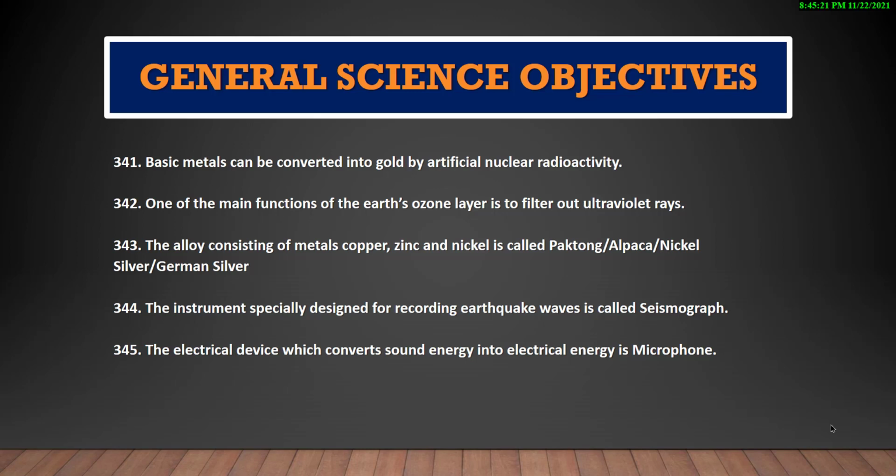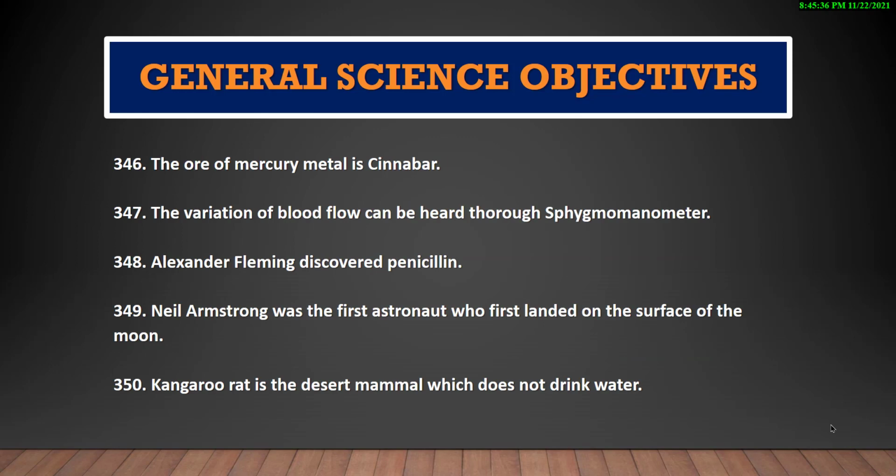The instrument specially designed for recording earthquake waves is called seismograph. The electrical device which converts sound energy into electrical energy is the microphone. The ore of mercury metal is cinnabar. The variation of blood flow can be heard through a sphygmomanometer. Alexander Fleming discovered penicillin. Neil Armstrong was the first astronaut who landed on the surface of the moon.